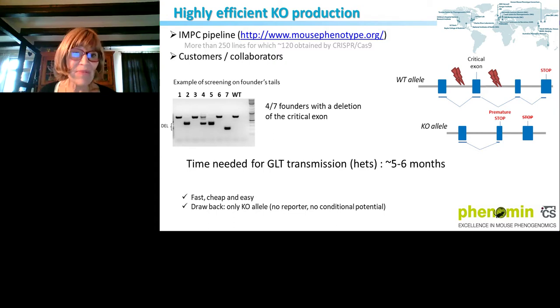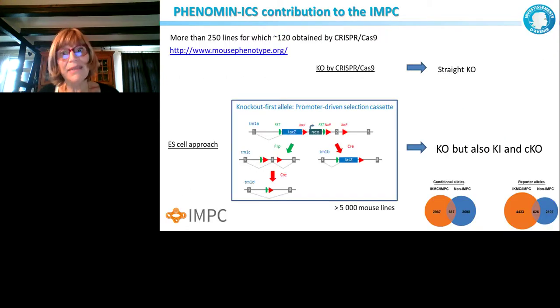And then the time needed to generate this line can be decreased to 5 to 6 months instead of going to more than a year going through ES cells. Then that's really interesting. And that's the pipeline that all the IMPC is taking at the moment. It's fast, cheap, and easy. And the only drawback is, of course, that we only have a knockout allele and no reporter and no conditional allele. And then, as I said just before, that generates a straight knockout when you use CRISPR.